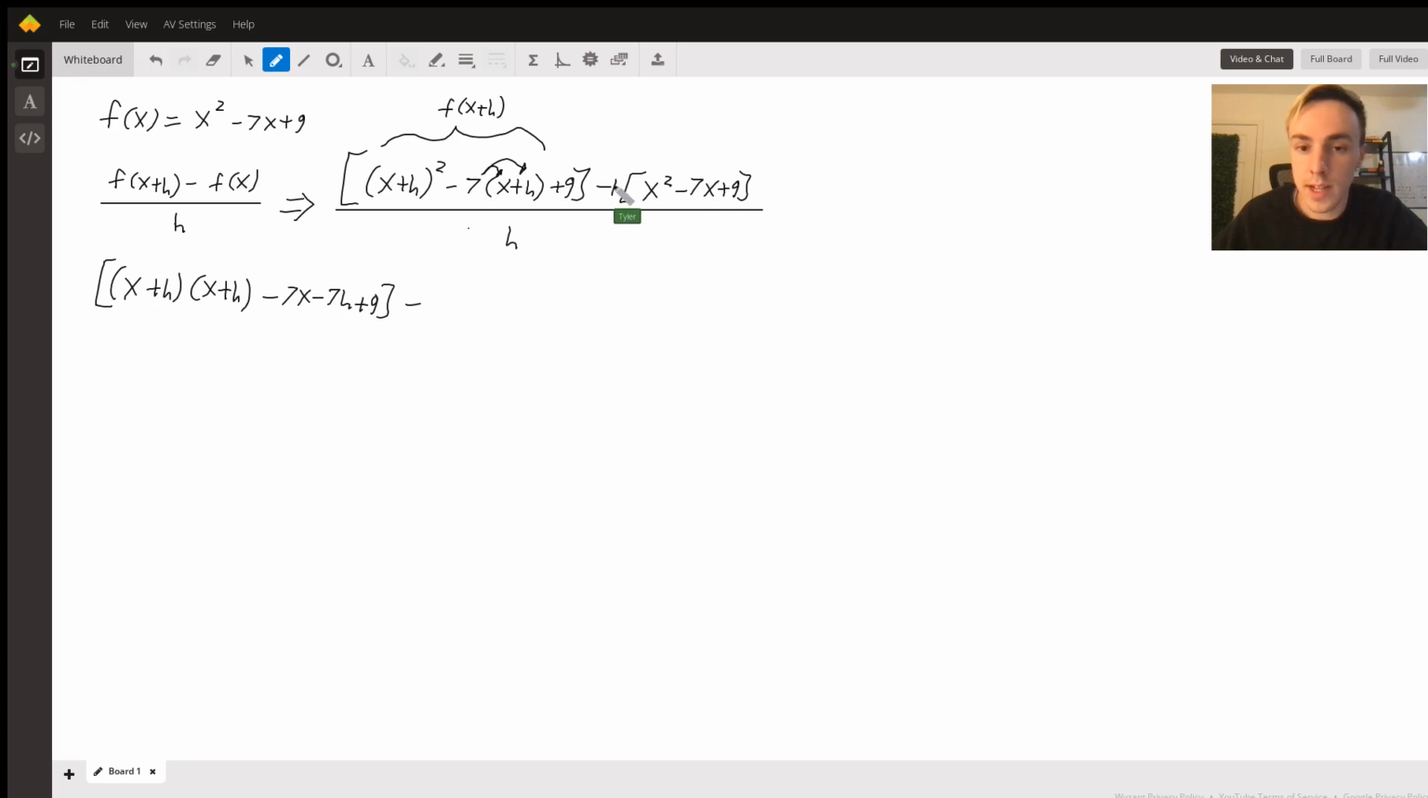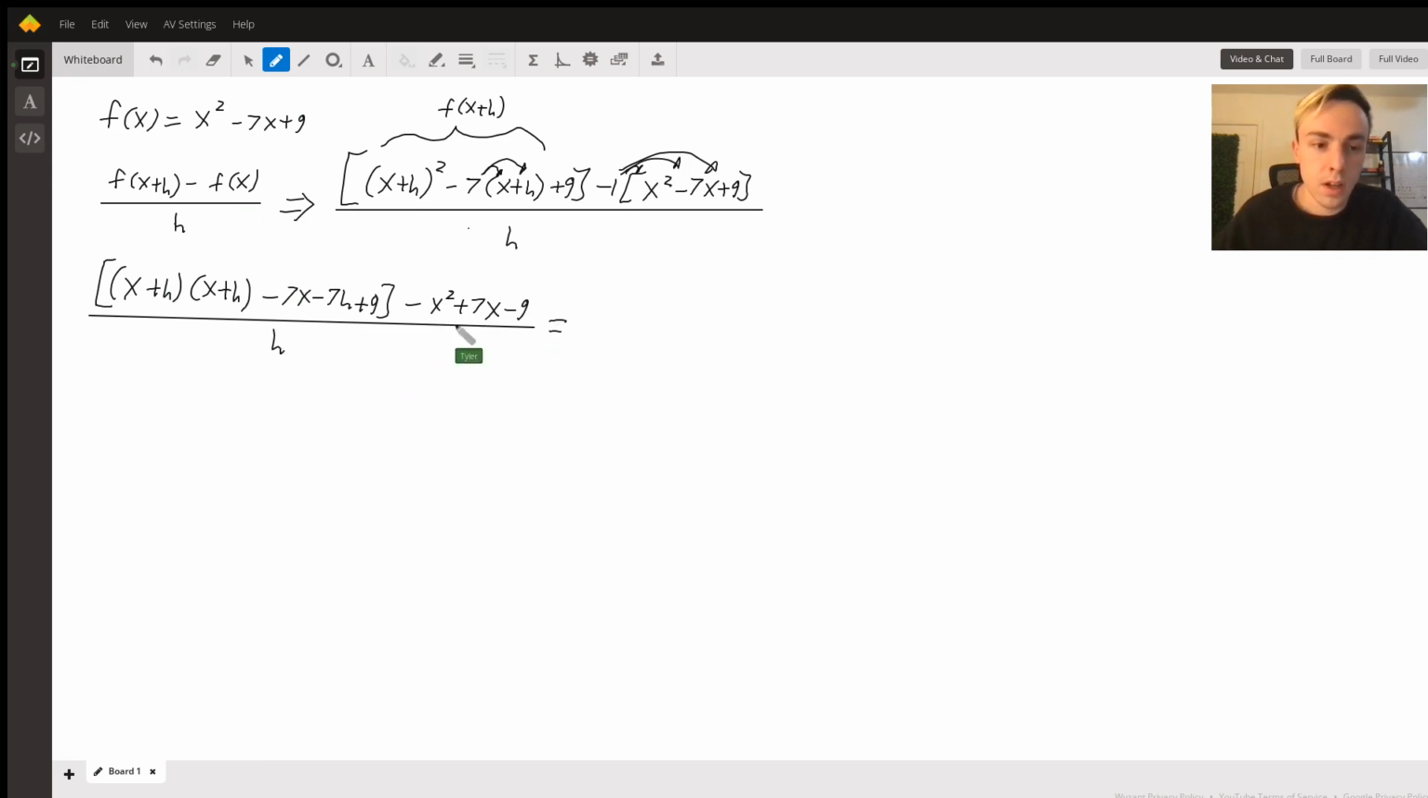Okay, we're still just subtracting this whole thing. We can distribute this negative 1 that's out front into the entire bracket. So this just gives us minus x squared plus 7x minus 9. Still all being divided by h. We don't want to lose that.